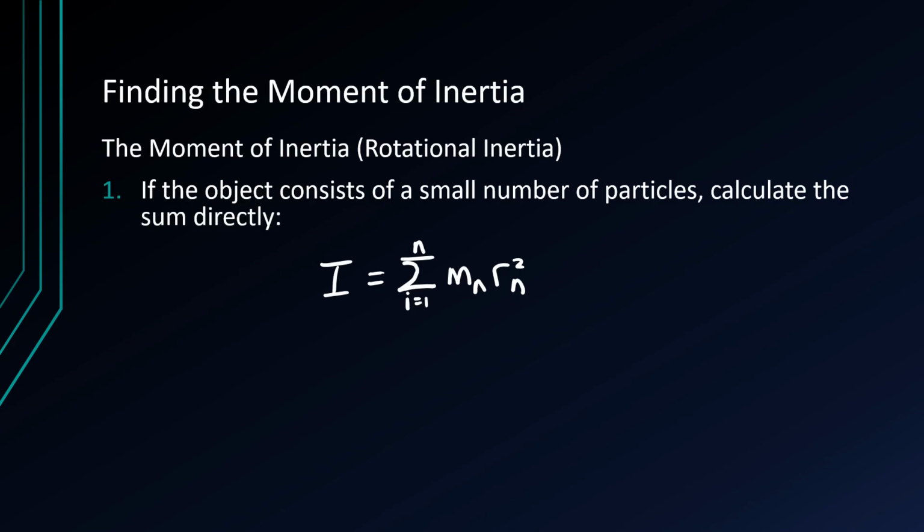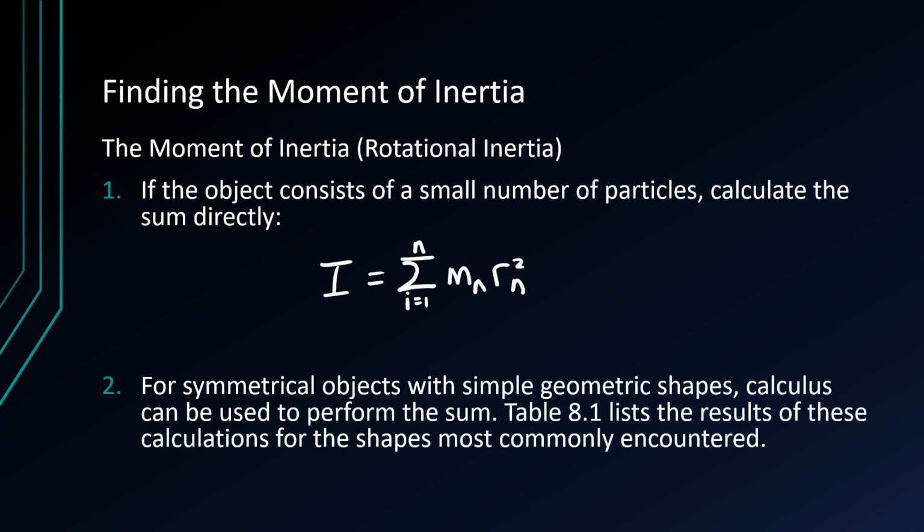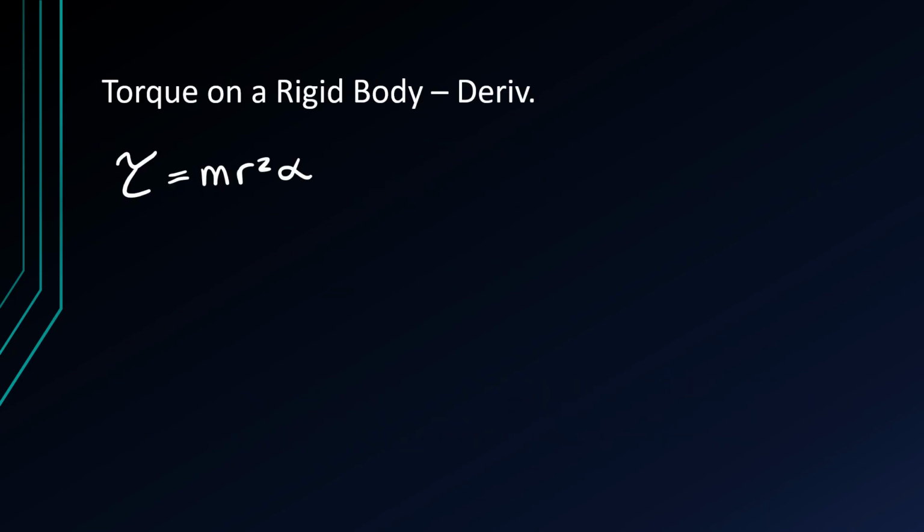So, if an object consists of a small number of particles, we can calculate the moment of inertia directly. But for symmetrical objects and everything that we look at in this class, there's going to be a table. It will be provided on the exams. You're not going to have to calculate it. So what I want to do is take this mr squared and replace it with the moment of inertia.